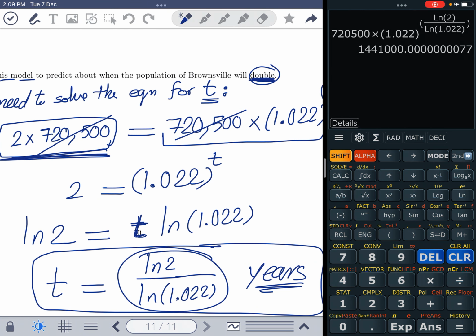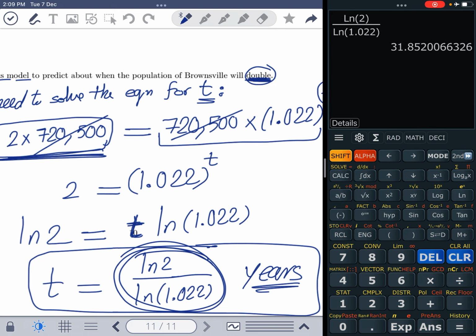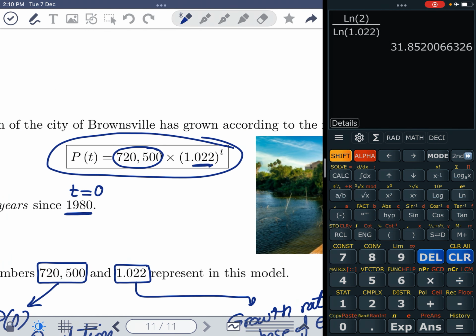And how many years is this? Let's just find it. What is ln 2 divided by ln 1.022? Just to know approximately. 32 years approximately. So this here is approximately 32 years. It takes 32 years approximately, or if you want to be precise, 31.85. So 31 years and about 10 months. So yeah, or 32 years for the population to double if it was growing at this rate.